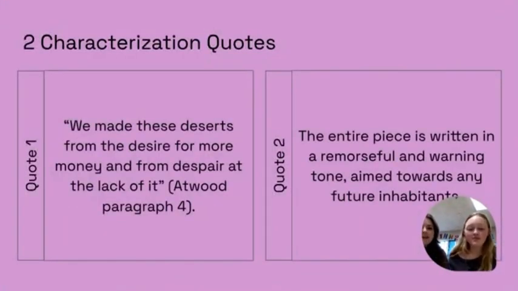Next, we have two characterization quotes. "We made these deserts from the desire for more money and from despair at the lack of it." The second is that the entire piece is written in a remorseful and warning tone towards any future inhabitants. This shows the narrator being conscious of society's faults and writing about it in an almost regretful way. This is the narrator reacting to the setting of a destroyed world by wanting to prevent any succeeding generations from making the same mistakes. Her reaction to the end of humanity displays her somber yet sarcastic character.